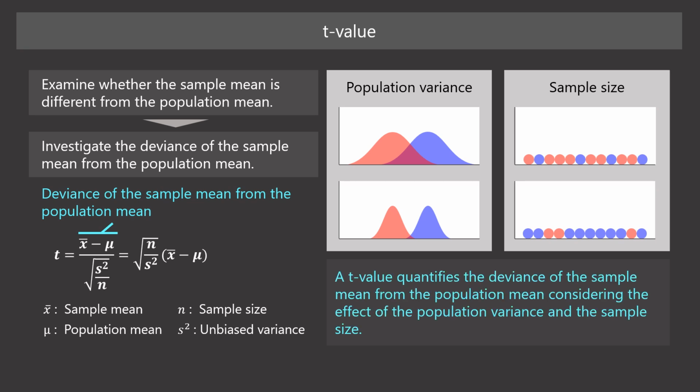So, we can say that as a test statistic, t-value quantifies the deviance of the sample mean from the population mean, considering the effect of the population variance and the sample size.